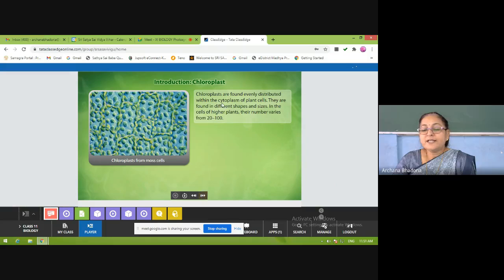So now we will just read it here. Chloroplasts are found evenly distributed within the cytoplasm of the plant cells. They are found in different shapes and sizes. In the cells of higher plants, their number varies from 20 to 100. So you can note down how many chloroplasts there can be inside a plant cell. It can be 20 to 100.